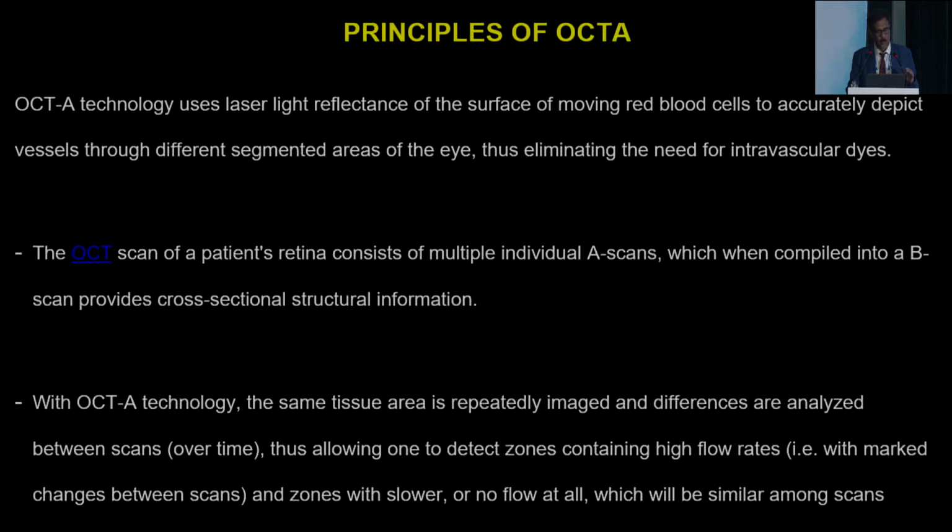An OCT scan of a patient actually consists of multiple individual A scans, which when compiled into a B scan provide cross-sectional structural information. But in OCT-A technology, the same tissue area is repeatedly imaged and differences are analyzed between the scans, thus allowing one to detect zones of high flow, with marked changes between the scans, versus zones with slower or no flow.